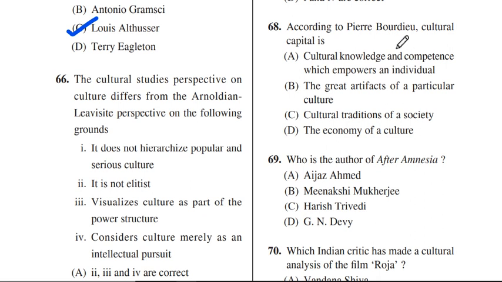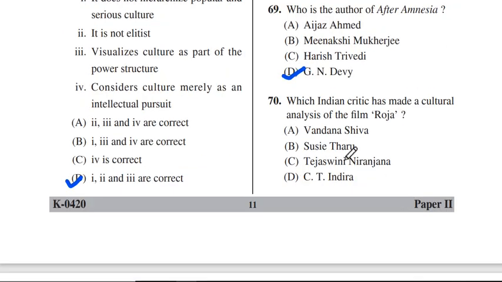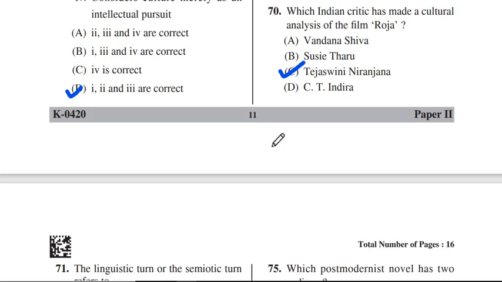According to Pierre Bourdieu, cultural capital is cultural knowledge and competence which empowers an individual. Who is the author of After Amnesia? G. N. Devi. Next one. Which Indian critic has made a cultural analysis of the film Roja? The correct answer is Tejaswini Niranjana.